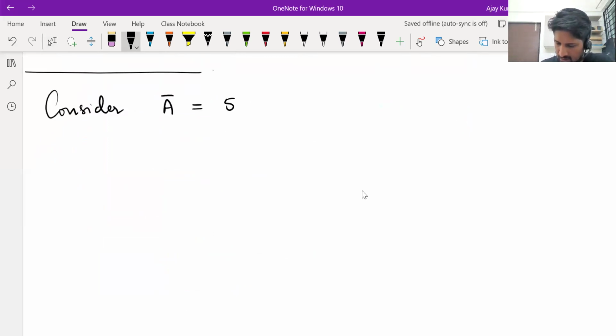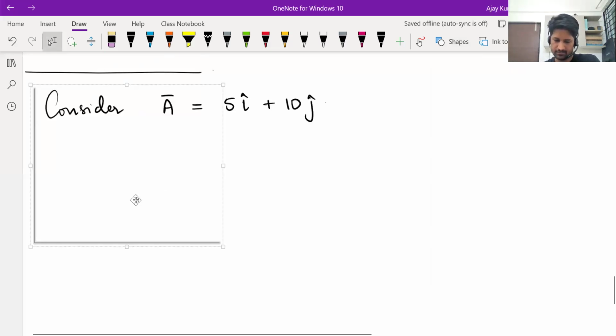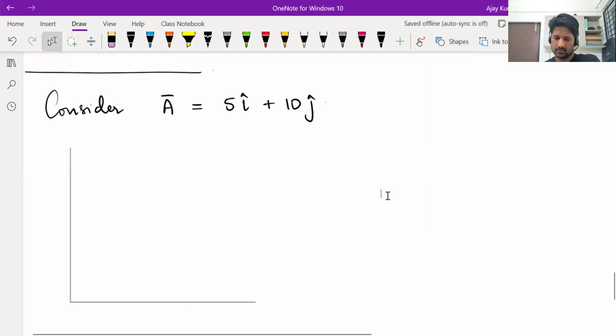Let's say it is 5 i cap plus 10 j cap. Means you are given its components and you are told that the vector is the sum of these components. Draw the vector, all of you. So take the axis first for reference. So the given vector is the sum of 5 i cap and 10 j cap.